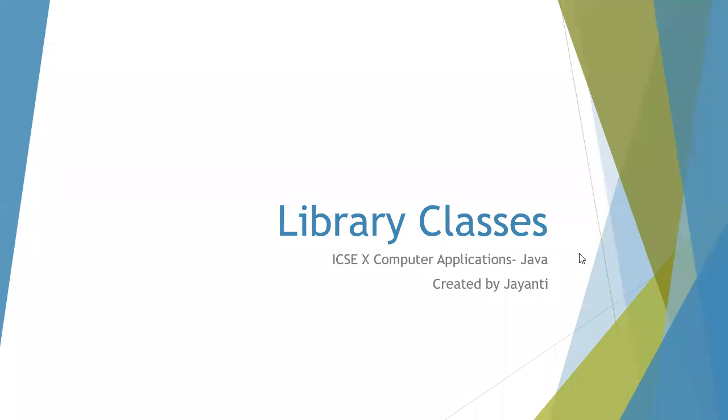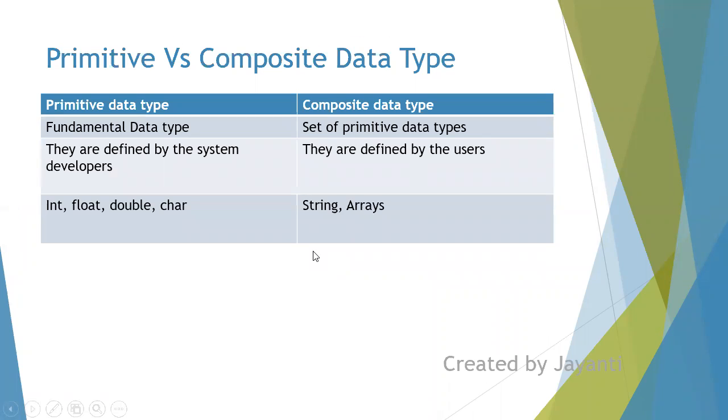So what are the library classes we are going to talk about? Before that, let's go to primitive and composite data types. Tia, you were asking me this question yesterday. Primitive data types are the fundamental data types which are defined by the system developers, meaning these data types are already defined by Java. So these are primitive data types.